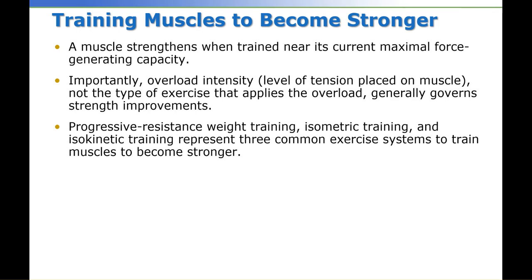And then progressive resistance weight training, isometric training, and isokinetic training are three common exercise systems to train muscles to become stronger. So you have progressive resistance, where you keep adding weight to have that progressive overload. You have isometric training, which is pushing against an object that's usually not moving, like a wall, where you're not lengthening or shortening the muscle. And isokinetic, which is machine-based, where the velocity remains constant throughout the range of motion.